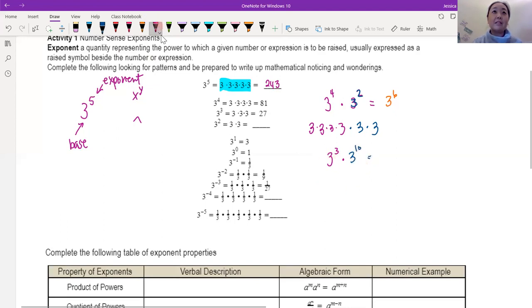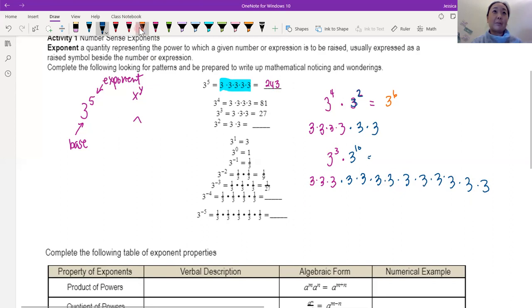If you're ready for this, 3 to the 3rd power, how many 3s are we multiplying? 3 times 3 times 3. And then we're also multiplying that by 3 to the 10th power. So how many 3s are we multiplying? How many of these do we have to do? 10 of them: 1, 2, 3, 4, 5, 6, 7, 8, 9, 10. Now how many 3s are we actually multiplying when we do this?